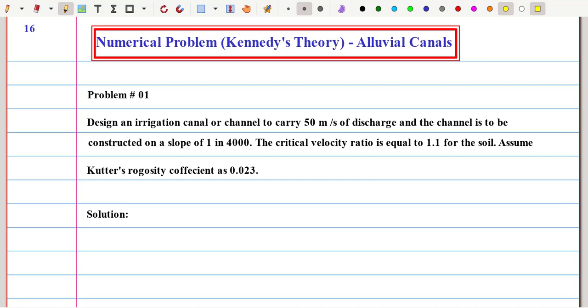Similarly, the distance from here to here is also B, because if you draw a perpendicular line from here and a perpendicular line from here, this distance will be equal, right? If this is B, this will also be equal to B. And the remaining distance, this is X and this is X. Got it?